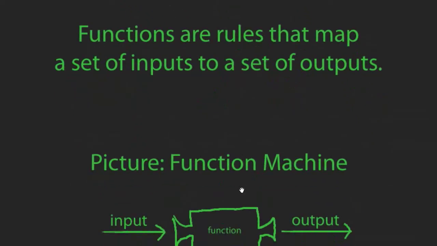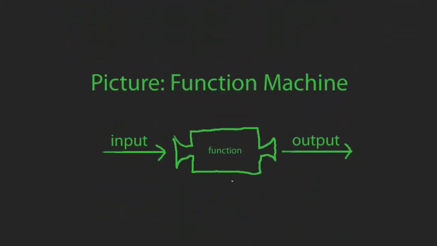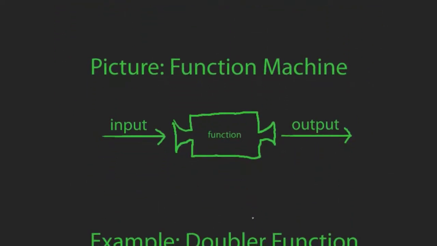This is one of my favorite pictures in all of mathematics. Looks like it's out of Dr. Seuss. But this is your basic function machine. So the function machine takes in an input, does something to that input, and gives off an output. So again, it's going to map all the inputs to certain corresponding outputs. And that's the idea of a function. So a function machine helps conceptualize that in a picture.